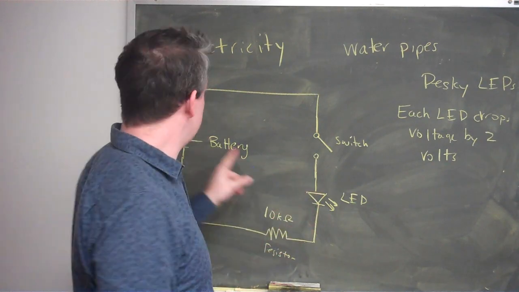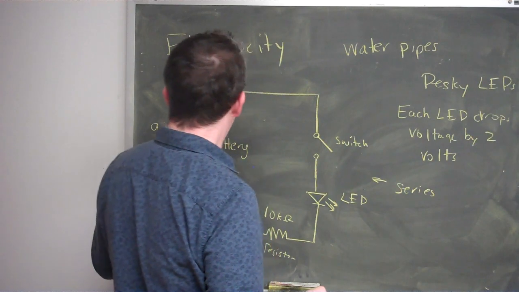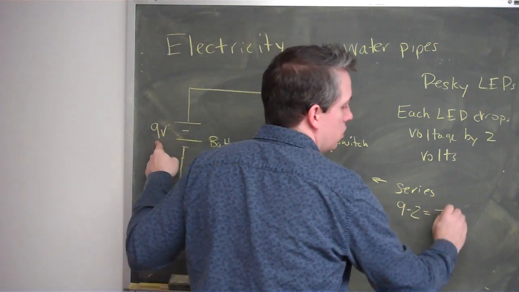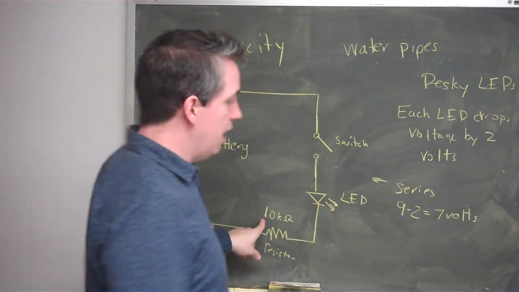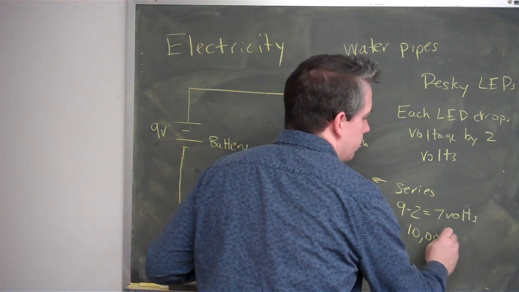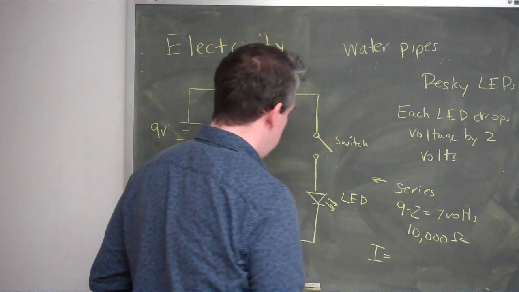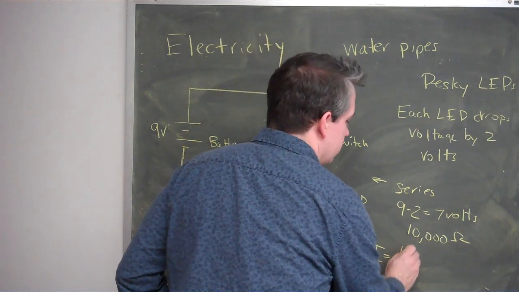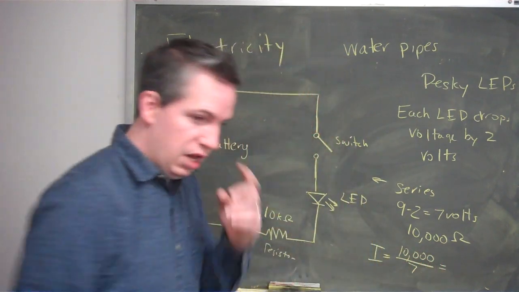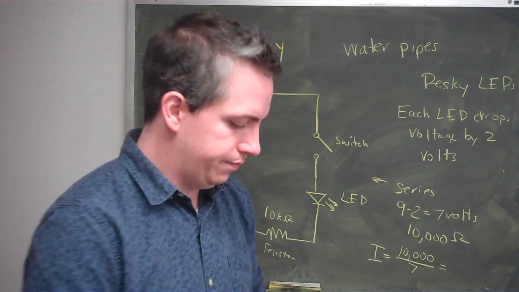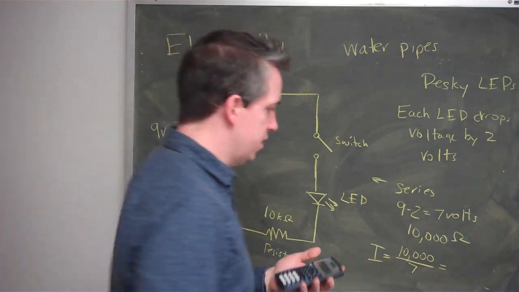So what ends up happening then is on this series, over here, we actually have 9 minus 2, 7 volts, because there's an LED light bulb on there. We have 10,000 ohms, and from those two numbers I can figure out the current. So the current, I is equal to V over R, it's equal to 10,000 divided by 7. And if I take my calculator and take 10,000 divided by 7, I get 1428.57.